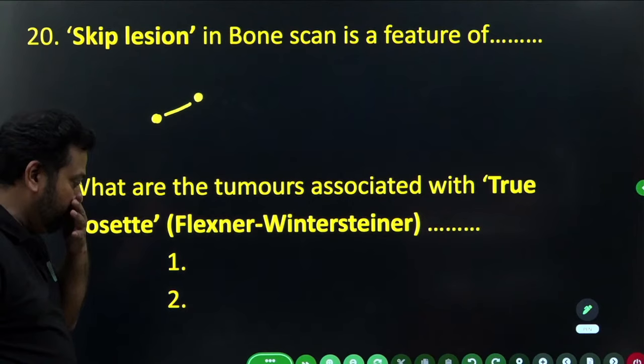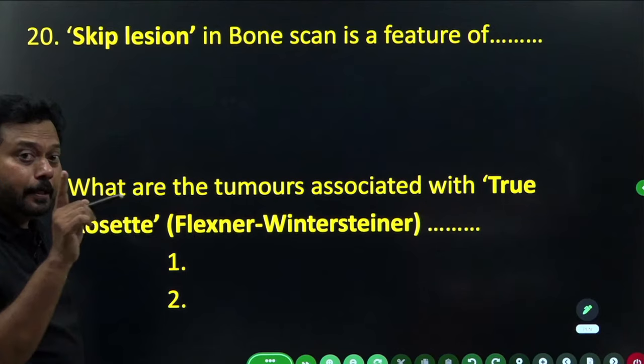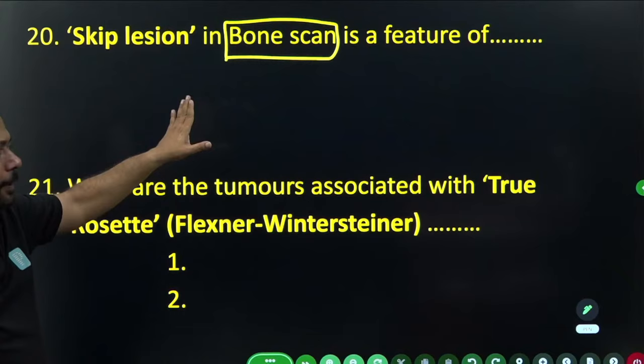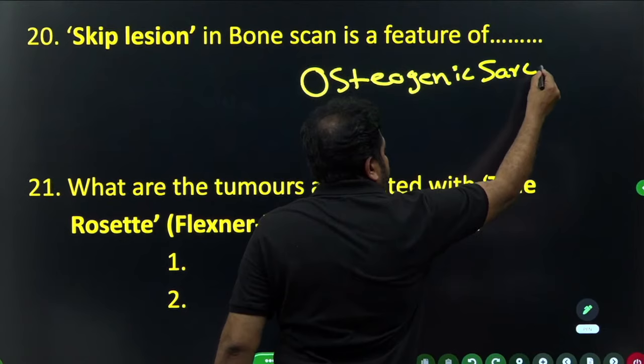First of all, dear friends, by which investigation do you see a skip lesion? Many of us may think in a wrong fashion, X-ray or something. No. Skip lesion is seen only in bone scan, not in X-ray. Whenever a question asks about skip lesion in bone scan and the diagnosis, the answer is osteogenic sarcoma. Okay, good.